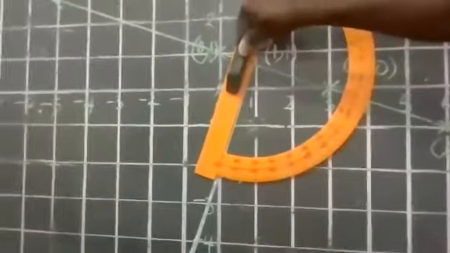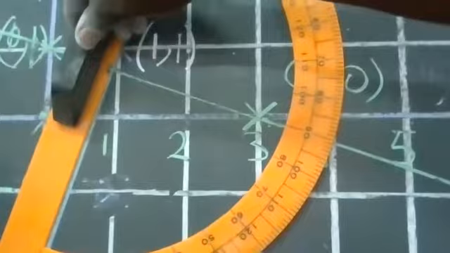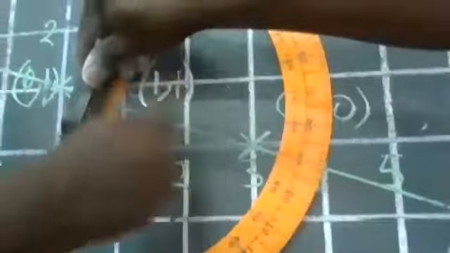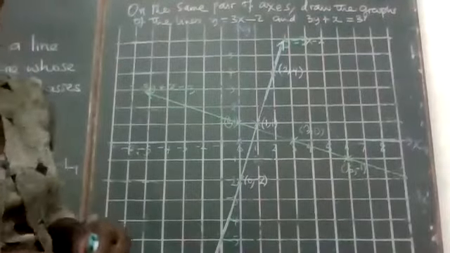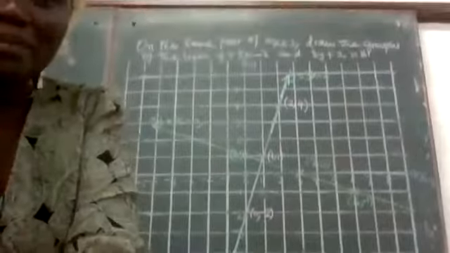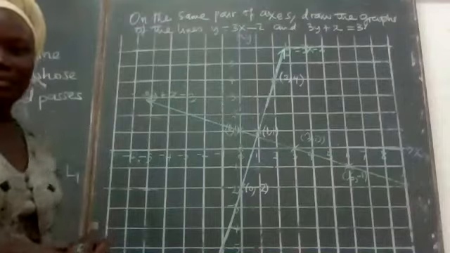I don't know whether you can see the reading on the protractor. Can you see this reading? Yes, teacher. Which reading is that? 90 degrees. So that angle is 90. Very good. Now, what do we say about lines at right angles? Which other word can we use if the lines are at right angles?